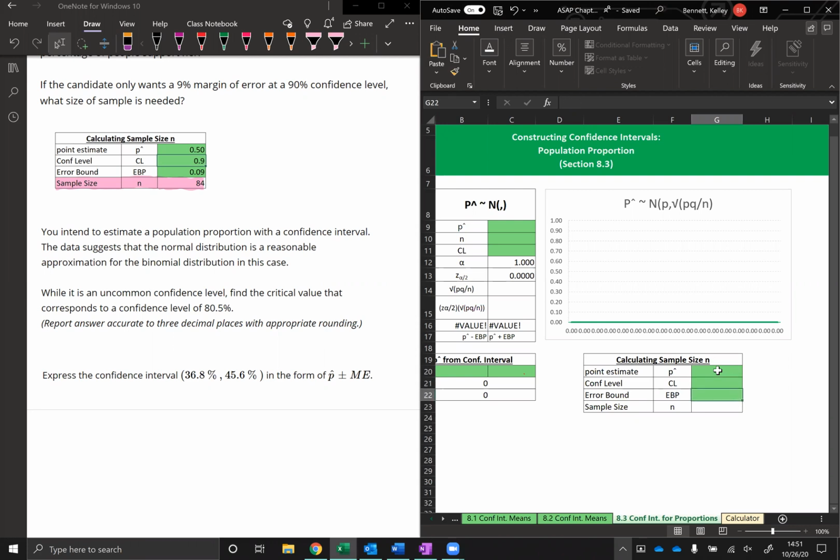all we need to do is tell Excel what our confidence level is. So z-scores only depend on the confidence level. That's it, nothing else. So if you know your confidence level and you know that you can use a normal distribution for your confidence interval, then you just go ahead and compute your z-score by inputting whatever you get for your CL.